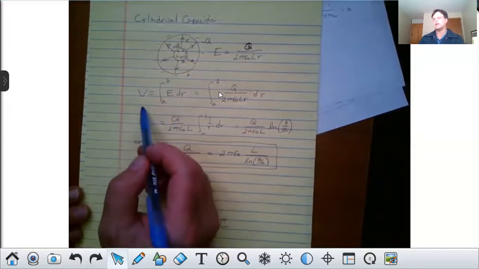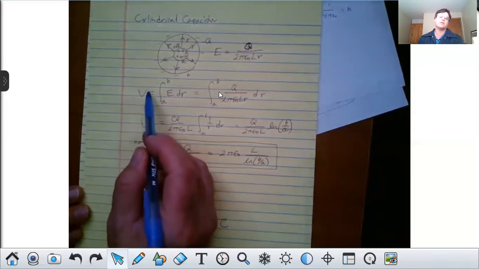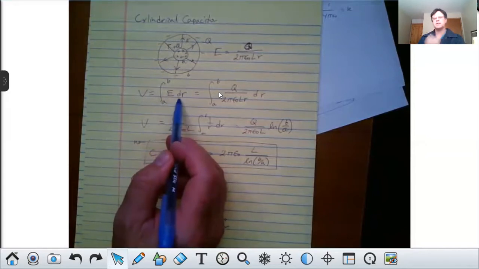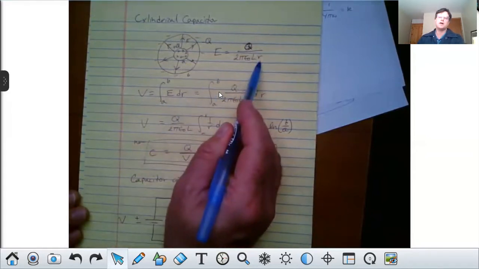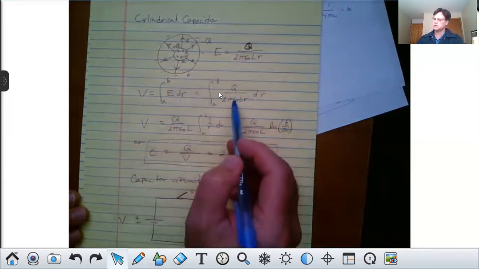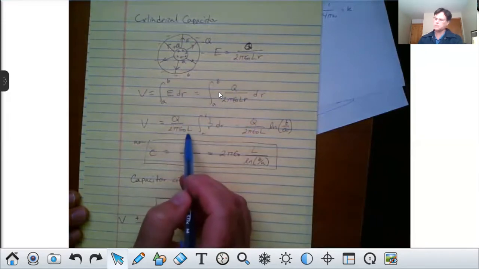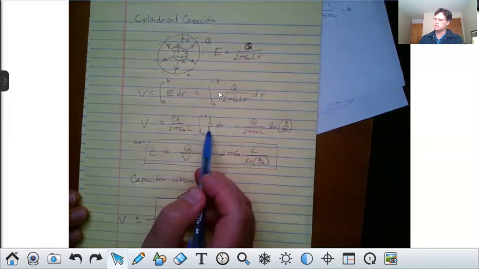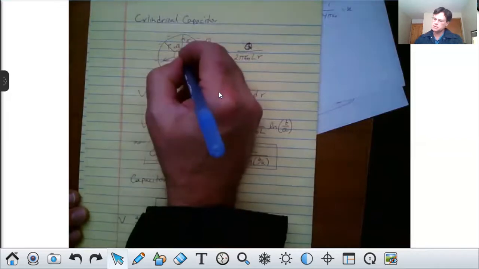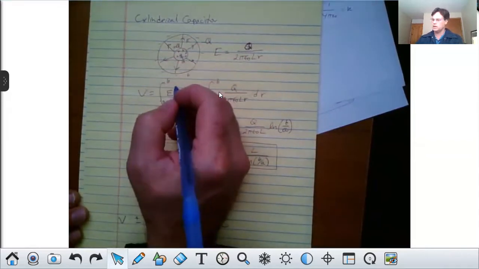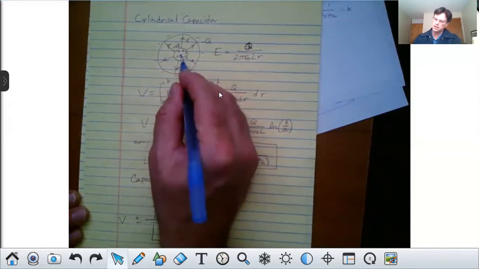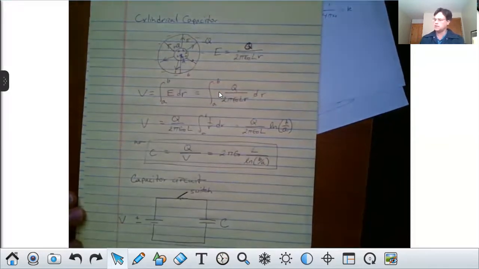But again, if I want to get my capacitance, I first need to calculate my voltage from my electric field. Now, instead of just E times the distance, the electric field depends on the distance, R here. So I've got to do an integral. Plug in my electric field to that integral, and pull out all the constants, Q over 2 pi epsilon 0 L. I have the integral of 1 over R, going from A to B. A is the radius of the inner core there, and B is the radius to the outer shell. So I'm going from the edge of the core to the outer shell.